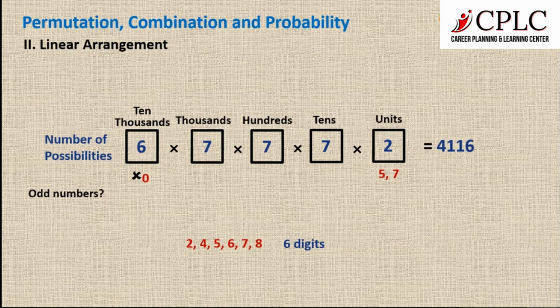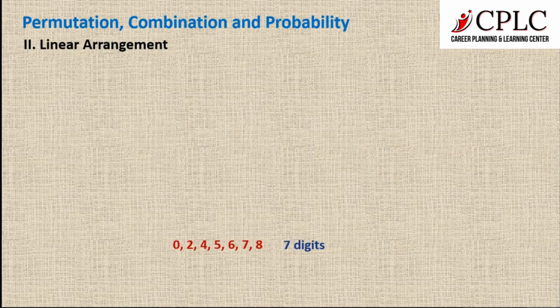So using the given 7 digits, if we were supposed to form 5-digit odd numbers with repetition allowed, there are 4116 numbers that you can form, and this is how you are going to solve all these kinds of questions.